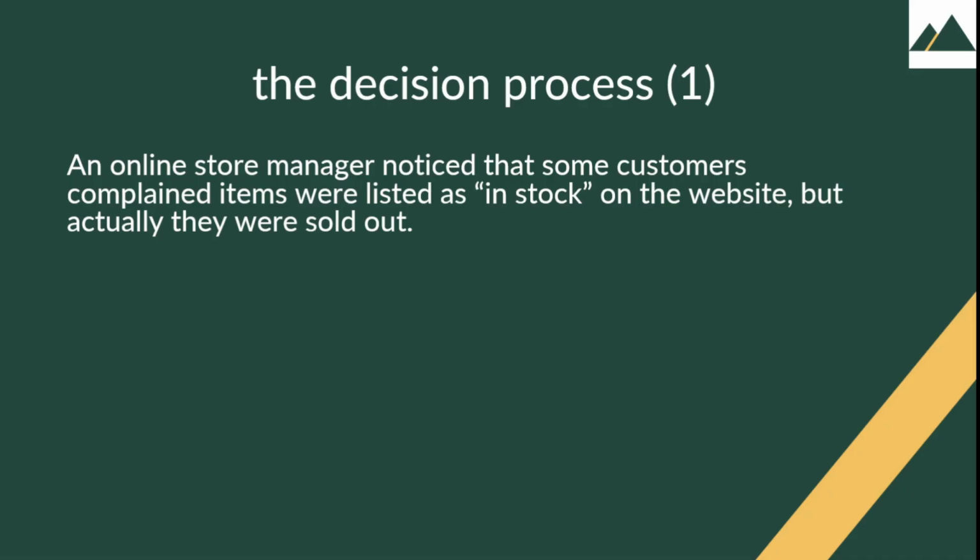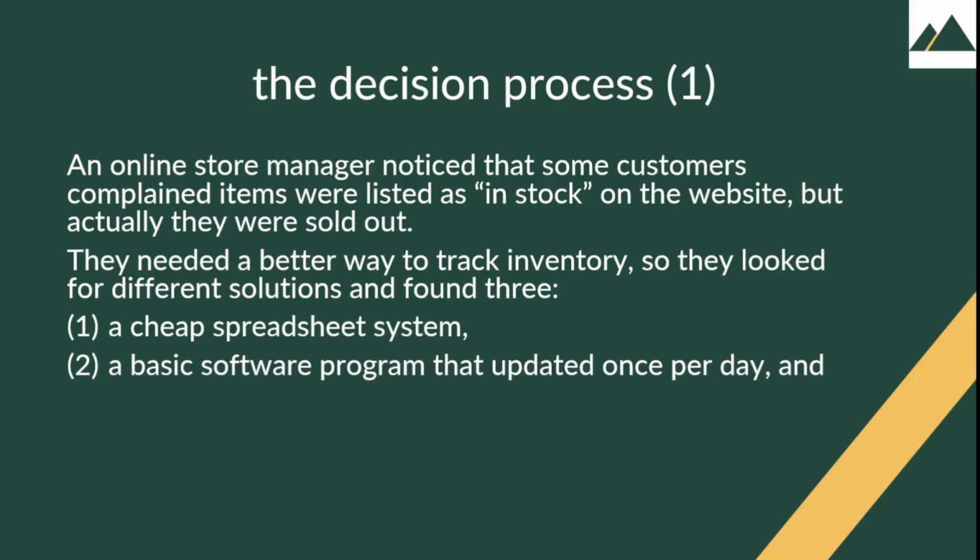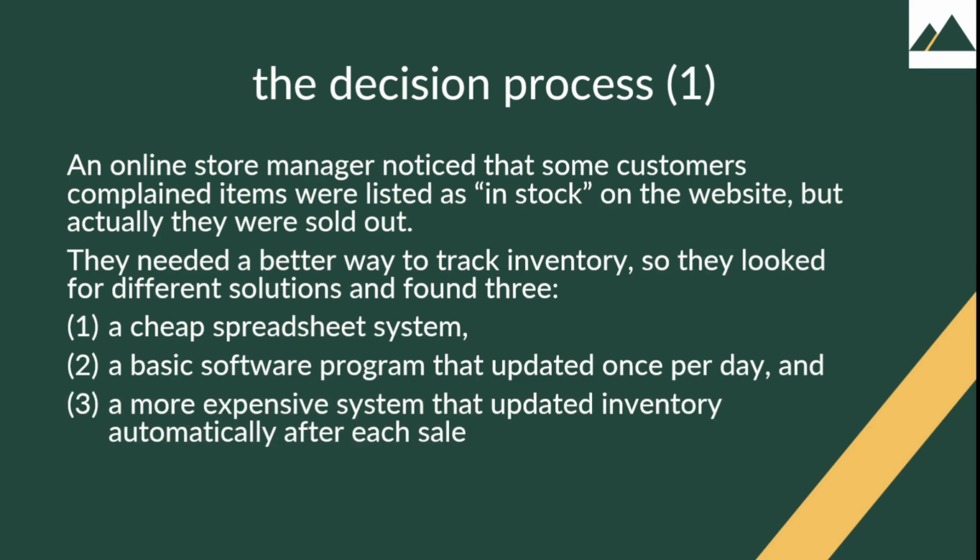An online store manager noticed that some customers complained items were listed as in stock on the website, but actually they were sold out. They needed a better way to track inventory, so they looked for different solutions and found 3. A cheap spreadsheet system, a basic software program that updated once per day, and a more expensive system that updated inventory automatically after each sale.